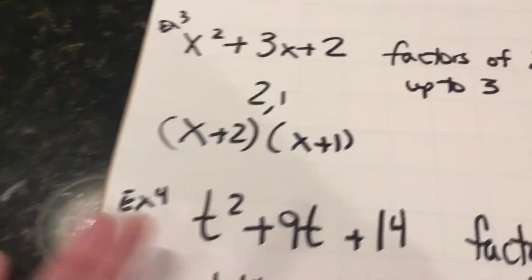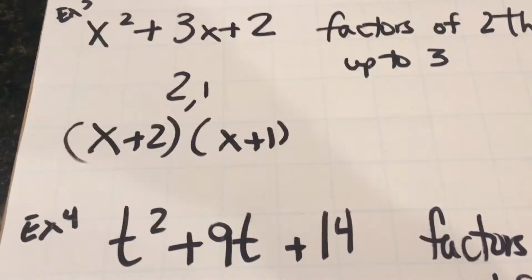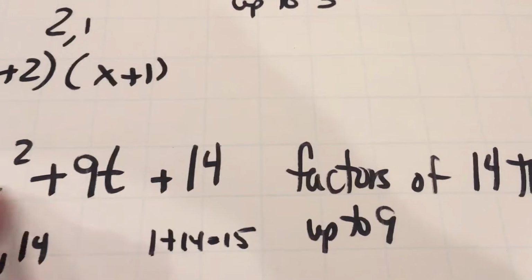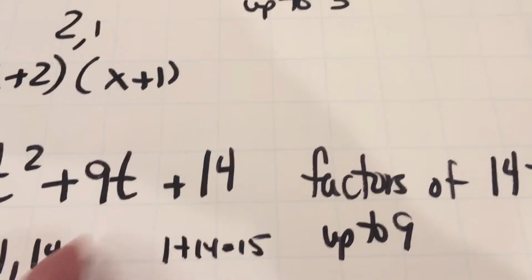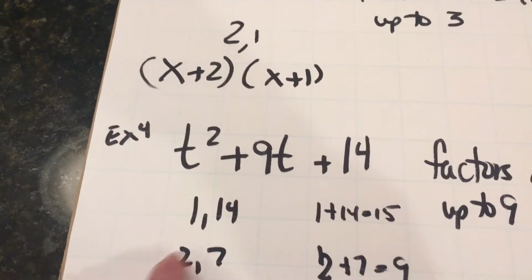And we got another one here for us. T squared plus 9t plus 14. We're looking for the factors of 14 that add up to our 9. Factors of C that add up to our B. So when we list our factors of 14, we have 1 and 14, 2 and 7.